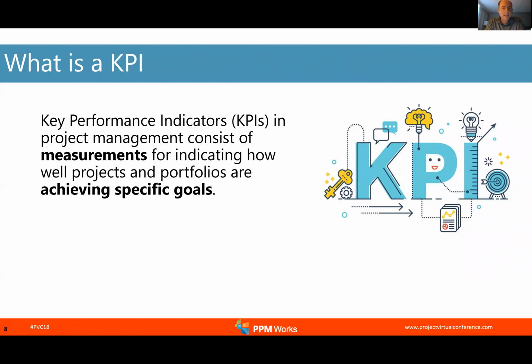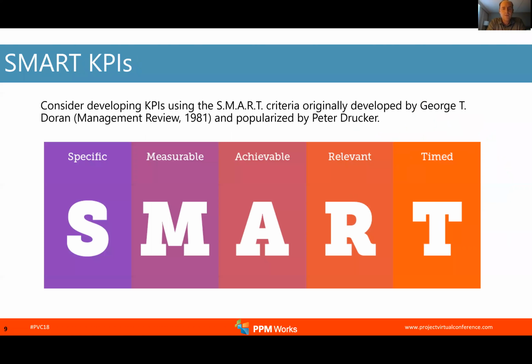So what is a key performance indicator, or KPI? In project management, it consists of measurements for indicating how well projects and portfolios are achieving specific goals. When you set up KPIs in your project environment, consider developing them using the SMART criteria, originally developed by George Doran and popularized by Peter Drucker. This SMART acronym stands for specific, measurable, achievable, relevant, and timed.